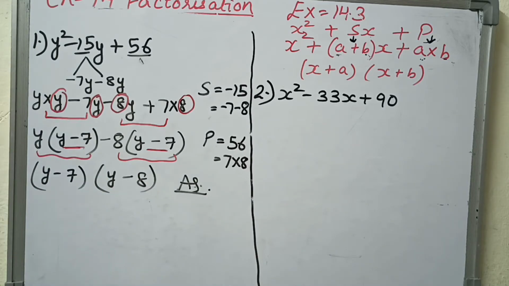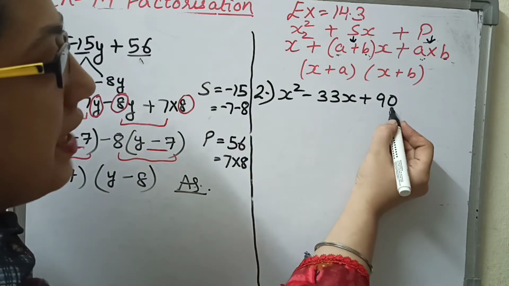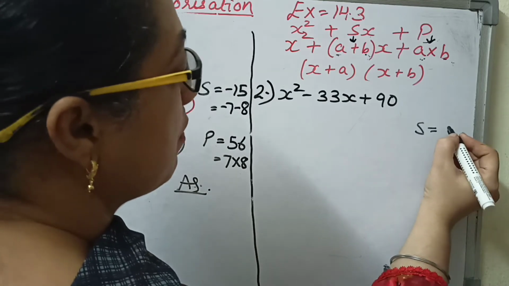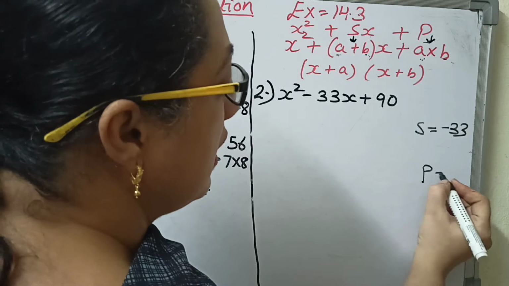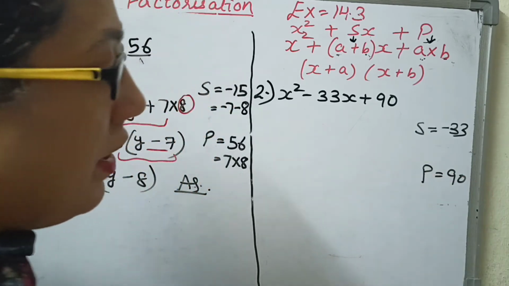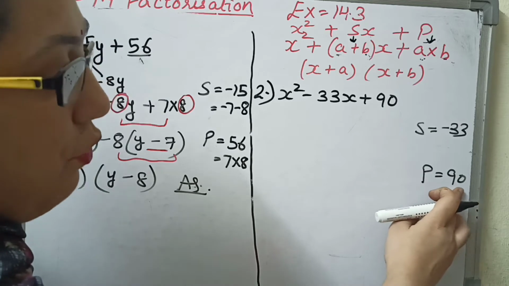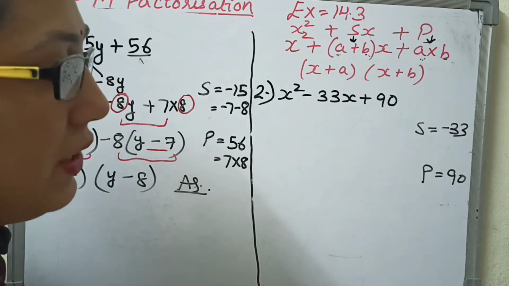Now come to sum number 2, that is x square minus 33x plus 90. Again the coefficient of x, which gives us the sum of the two factors, is minus 33 and the constant term is 90. Now again find the two factors. When we multiply those two factors, we get 90, and when we add those same two factors, we get 33.